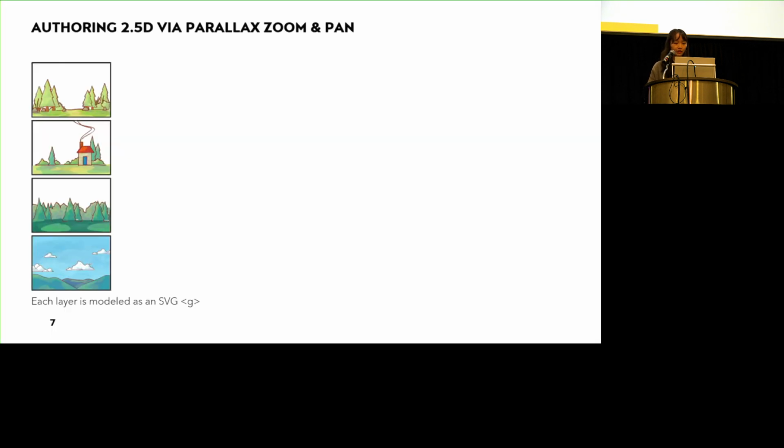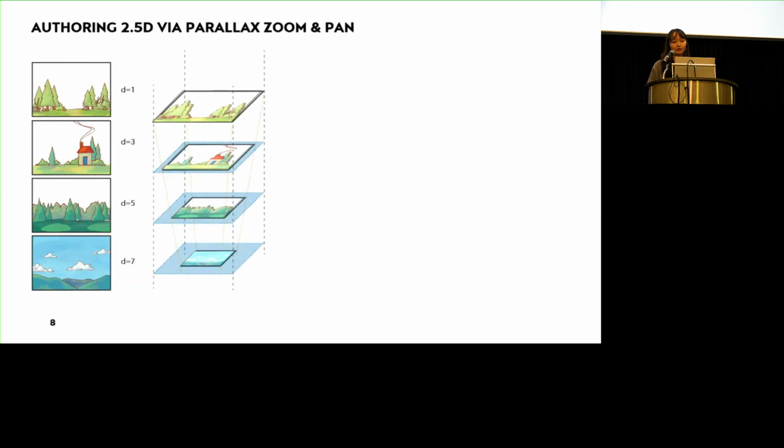So imagine you have a set of layers, which is common in any sort of drawing tool, and we model these layers as group objects within the SVG. Then we allow users to set depth values to these layers, which then dictate how far away that scene is perceived to be. In addition to depth, each layer is also associated with their own respective scale factors, as well as X and Y translations that can be set by the user.